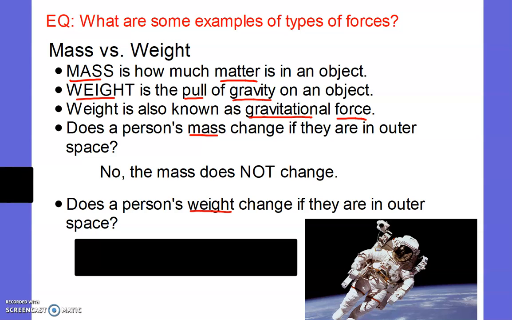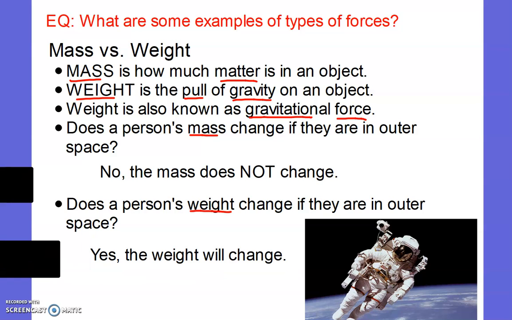However, does a person's weight change if they are in outer space? And the answer is yes, the weight will change. If you go into outer space, there's less gravitational pull on you. Because gravity pulls less, there is less weight in outer space. The moon only has 1/6 the gravity of what we have here on Earth. So if I weigh, let's say, 180 pounds on the Earth, and I go to the moon, I'll only weigh 1/6 of that, or 30 pounds.